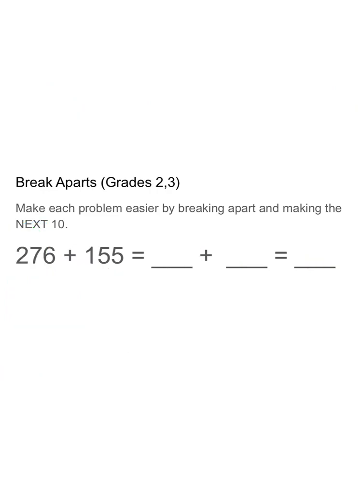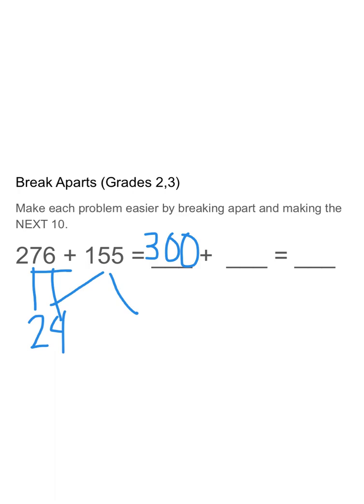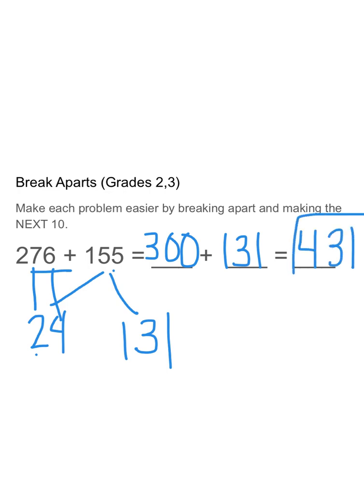Okay, now we can still go on and do partners to 100. So 76's partner to 100 equals 24. Again, notice 70 plus 20 equals 90. 6 plus 4 equals 10. So that equals 300, because I took it to the next 100. Now, 155 minus 24 equals 131. So I'm going to need to add 131 to that, which is an easy addition problem for second graders. So we get 431.